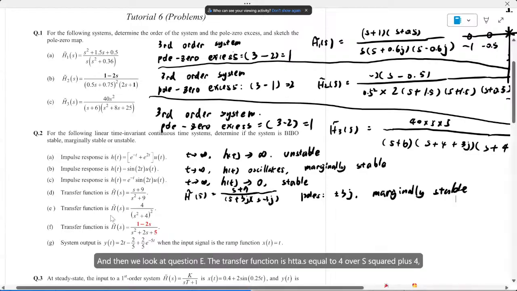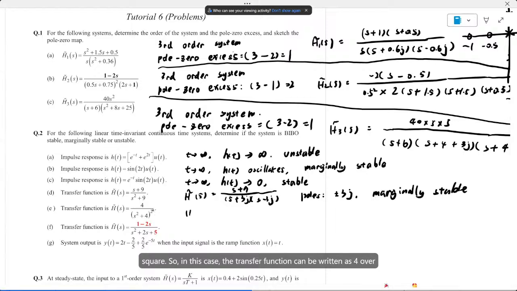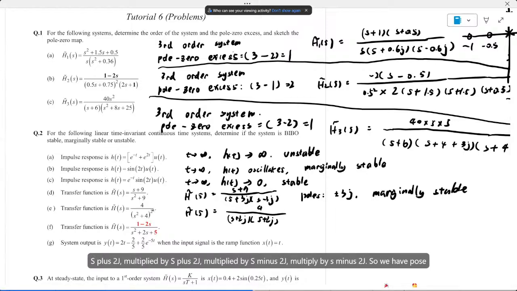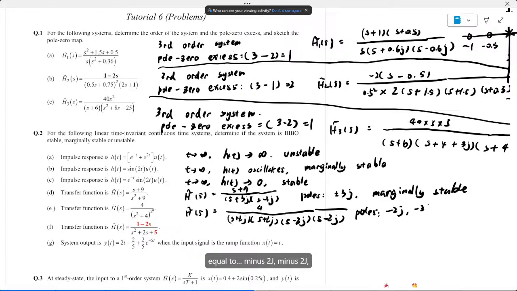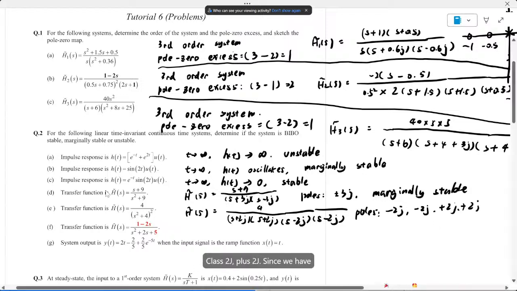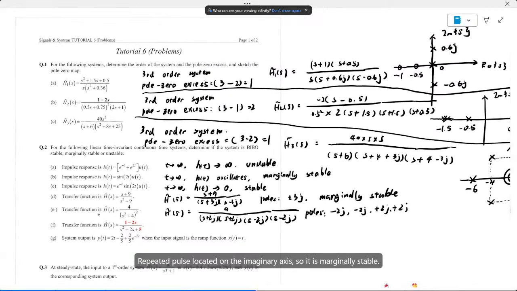And then we look at question E. The transfer function is H(s) equal to 4 over (s squared plus 4) squared. So in this case, the transfer function can be written as 4 over (s plus 2j) multiplied by (s plus 2j) multiplied by (s minus 2j) multiplied by (s minus 2j). So we have poles equal to minus 2j and plus 2j, each repeated. Since we have repeated poles located on the imaginary axis, it is marginally stable. Oh, it is unstable, sorry, it is unstable.